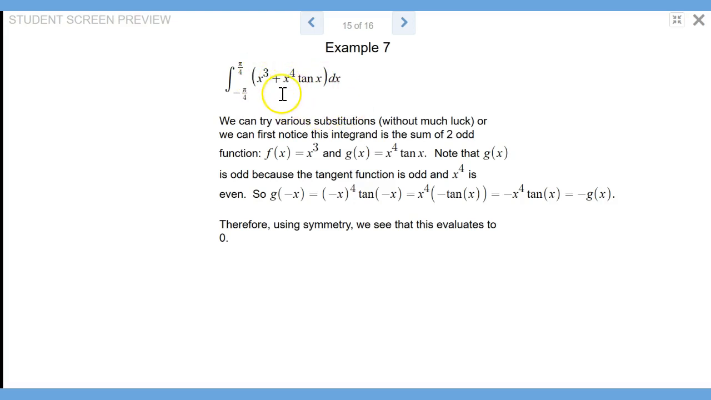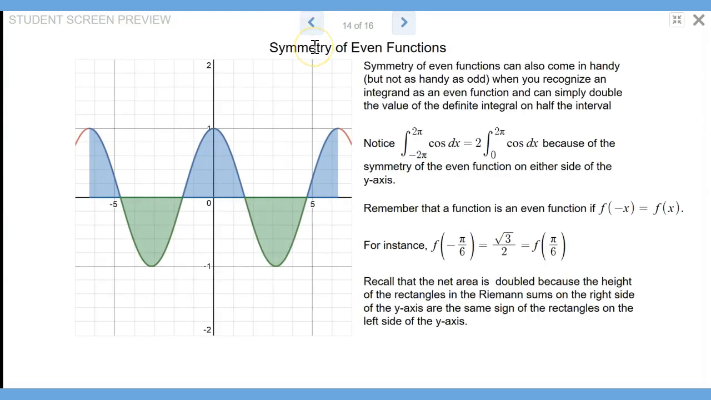So with odd functions, if the interval of integration is right, it's nice that the solution is just 0. It's not quite as handy with even functions, because remember that the symmetry of even functions tells us that the value of the definite integral on an interval that is symmetric about the y-axis is double the integral from the y-axis to the upper limit.